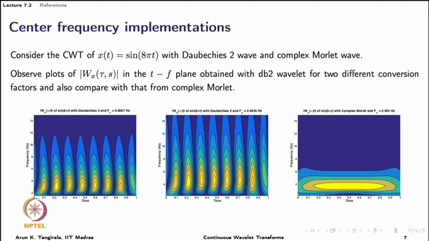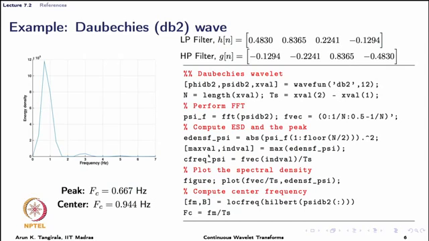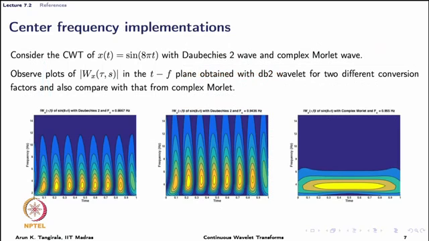So, among the 3 plots that you see here, the first 2 correspond to the magnitude of the CWT obtained with the Daubechies wave, but with 2 different conversion factors, one with the peak frequency and the other with the center frequency. It is fairly obvious that the center frequency calculation, that is 0.944, is a much better conversion factor than the peak frequency.